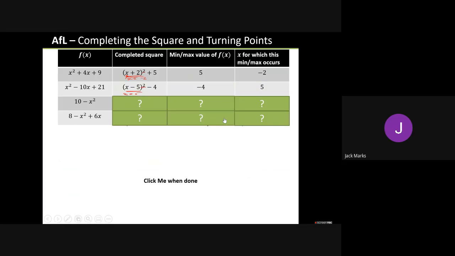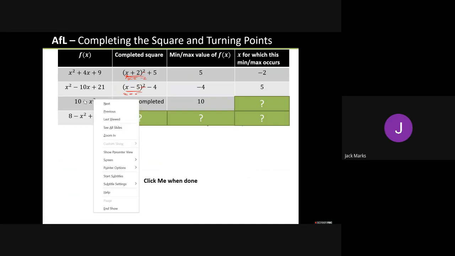So pause the video here, have a quick think about the other ones. You need to complete the square first and do some thinking about the minimum or maximum values. So assuming you have done that, 10 minus x squared is sort of a trick question because it's already done. x appears once. 10 is in fact the largest value. If you choose something else, such as x equals 1, you will get 9. All the other values, if you play around with them, will be less than 10.